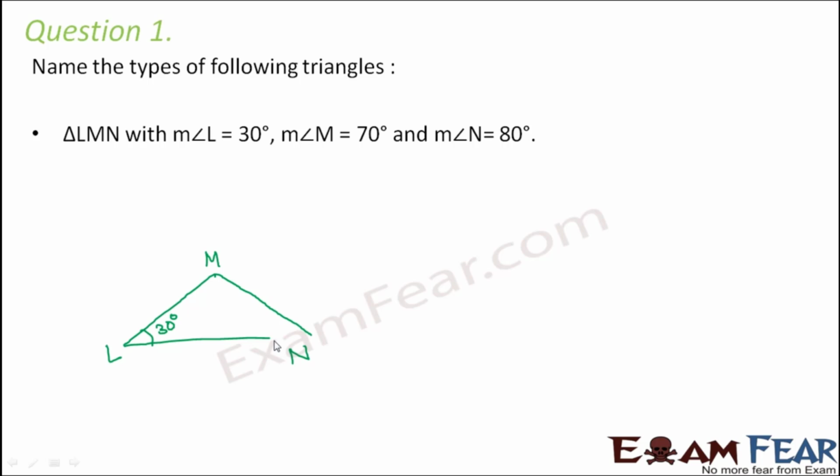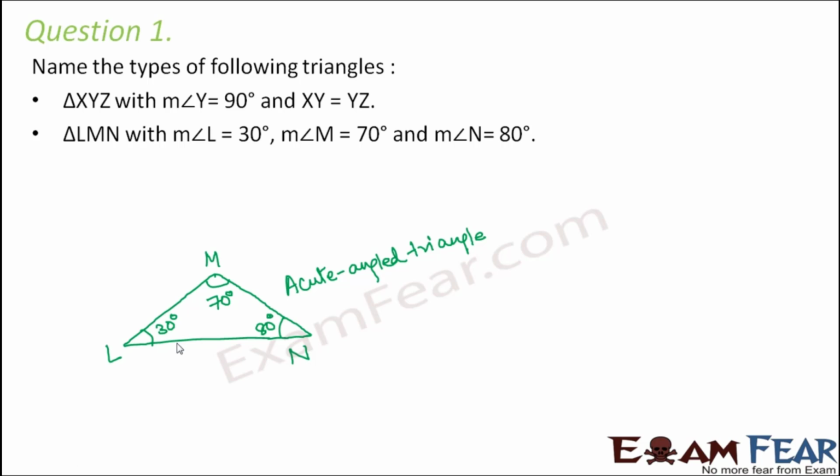So now when we join this triangle, we see that this angle M is 70 degrees and this angle N is 80 degrees. Now these are not accurate measurements. We are just drawing a rough triangle. So what do we see? The measurements of all the three angles are less than 90 degrees. That means what type of triangle is this? This is an acute angled triangle. Now since there is no mention about the sides, we will not be able to decide whether it is a scalene triangle or an isosceles triangle. So we will not mention anything about that.